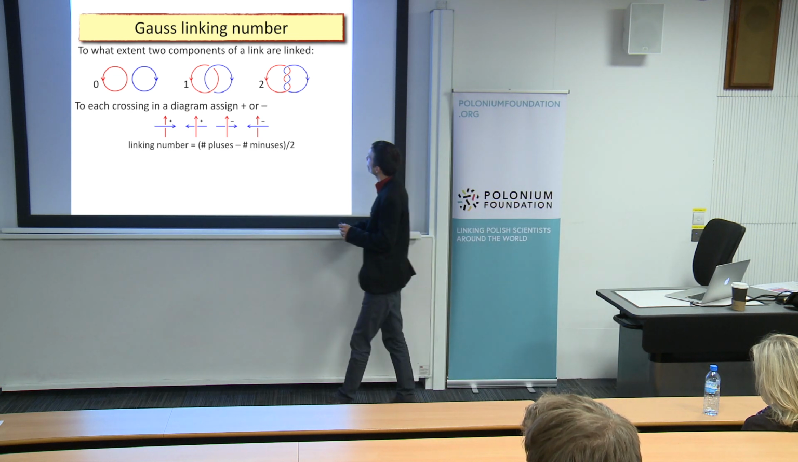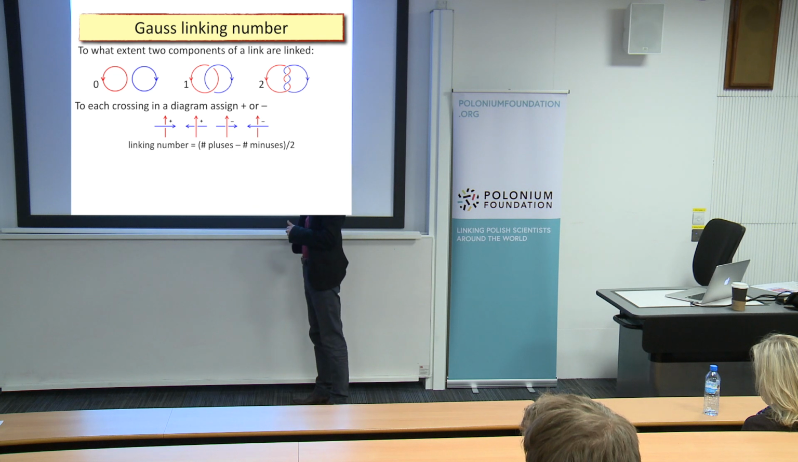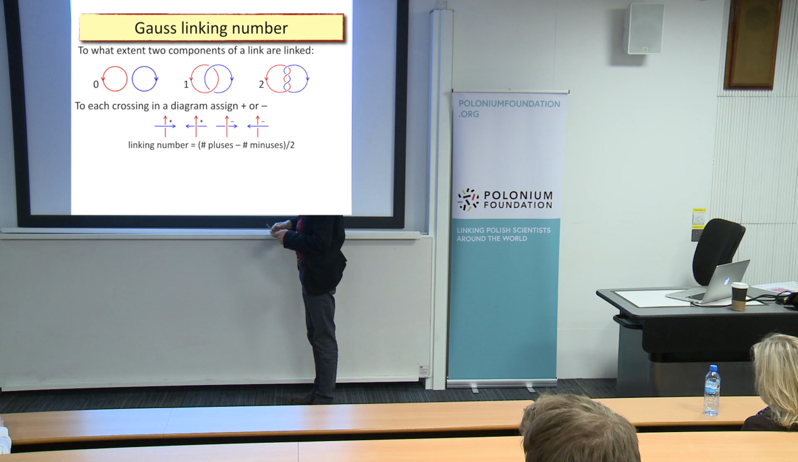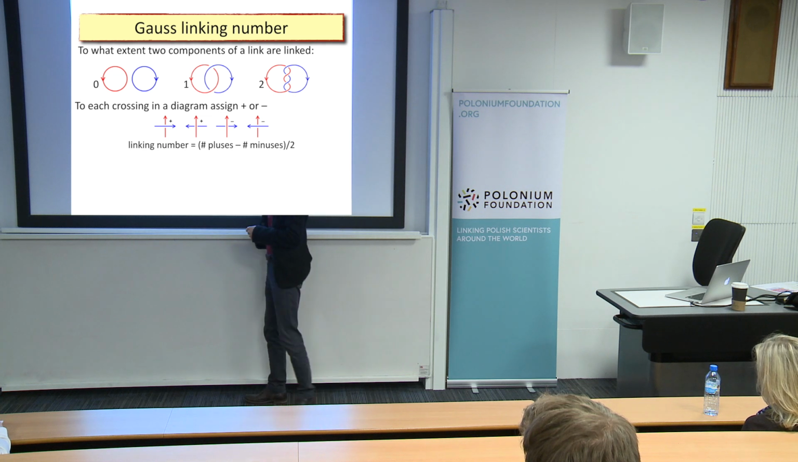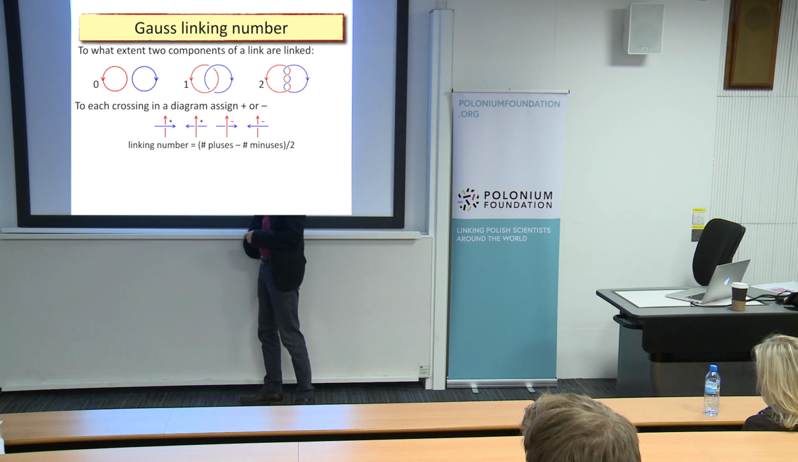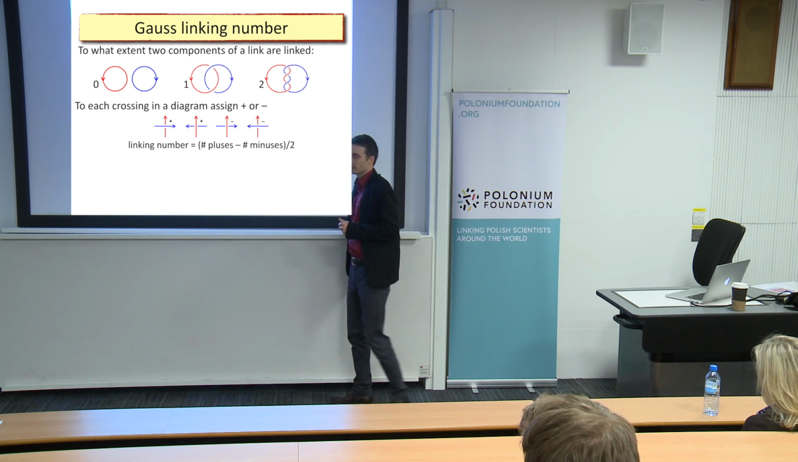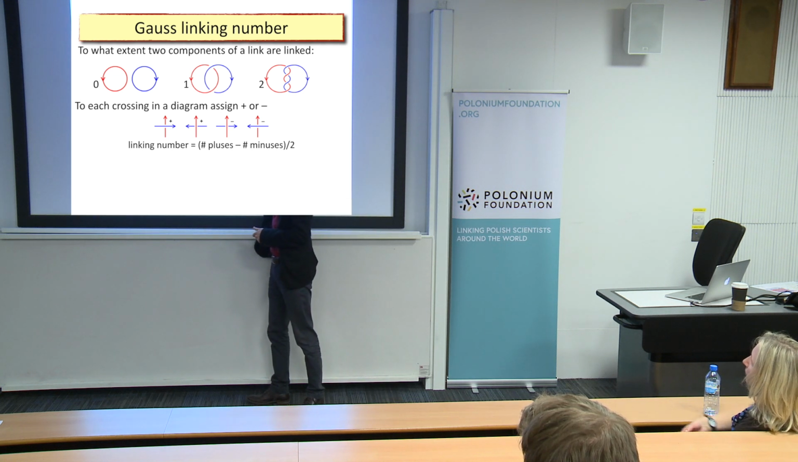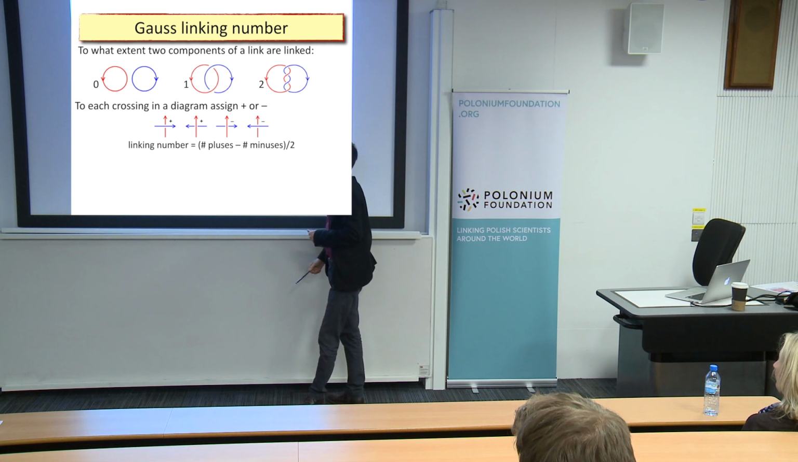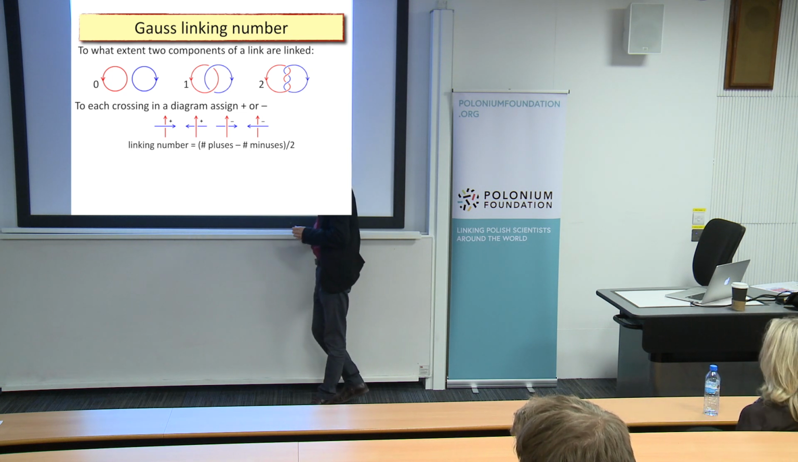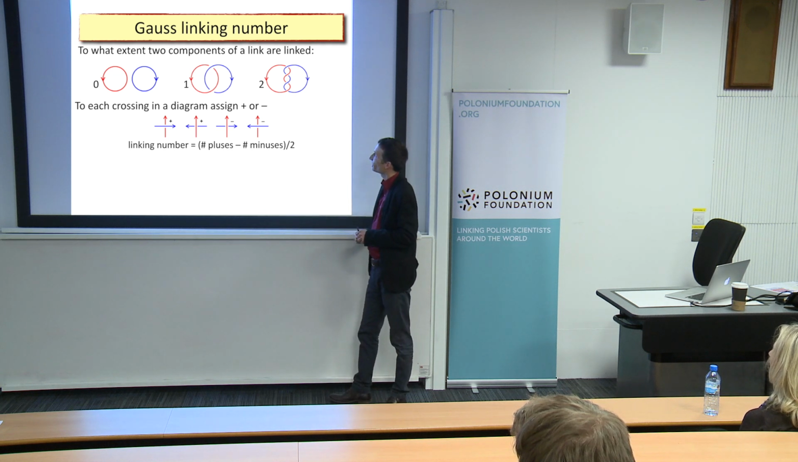And it is quite simple. What you do is introduce an orientation on each of those components, like shown by these arrows. And then you have to look at each crossing in a given picture, and you have to identify it with one of those 4 possibilities. And then you assign either a plus sign or a minus sign, depending on which configuration you have. And then this linking number is equal to the number of plus signs minus the number of minus signs, divided by half.